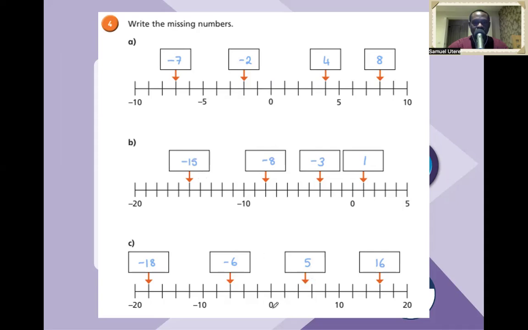And then here, again, you can see that we have, just a minute.